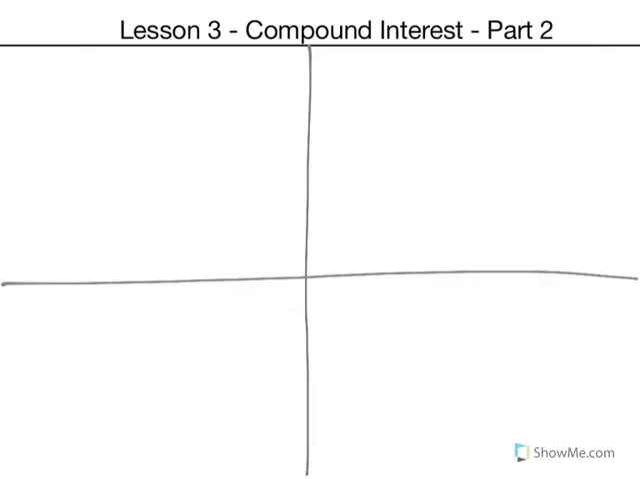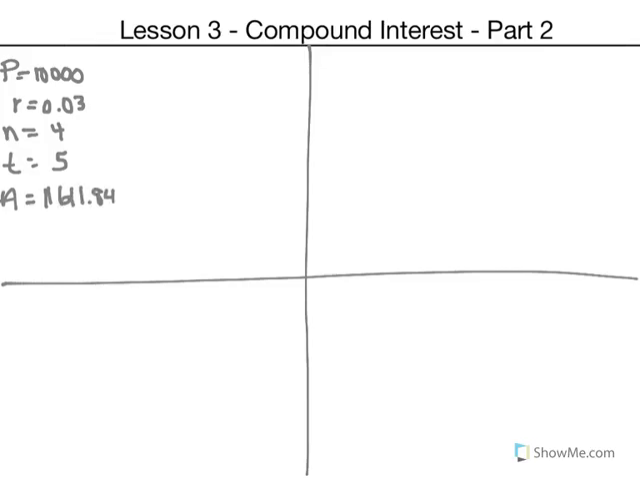So example 2, your principal is $10,000. Your rate is 3%, so 0.03. It's compounded quarterly, so our n is 4, for 5 years, so t is 5, to build a future value, so A, of $11,611.84. So we're going to show with the formulas how to get each of these numbers.